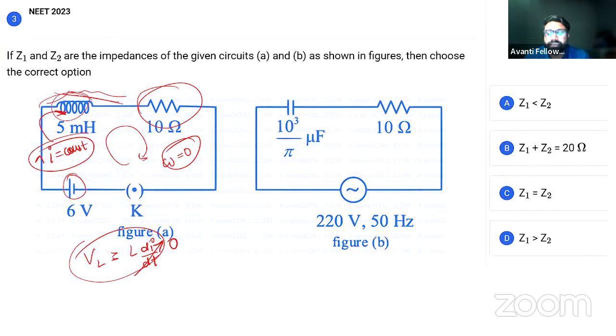Look, this is a DC source. In a DC source, current is constant always. If current is constant, the EMF induced in the inductor will be zero, because EMF induced in an inductor is L di by dt. Okay, L di by dt. Now di by dt is zero, because current is not changing in the inductor due to this DC source. So voltage across the inductor will be zero.